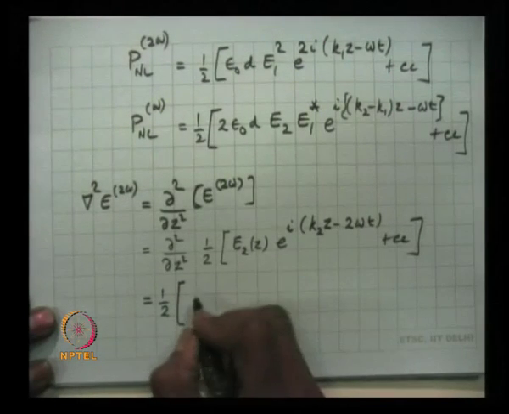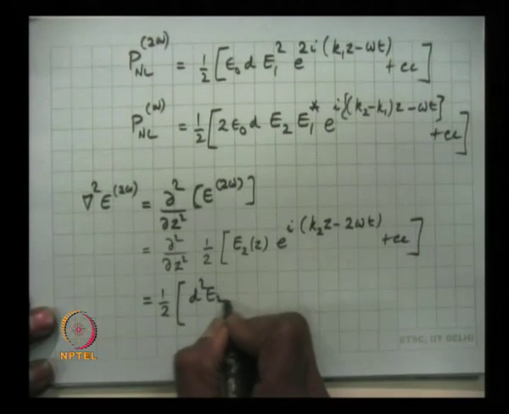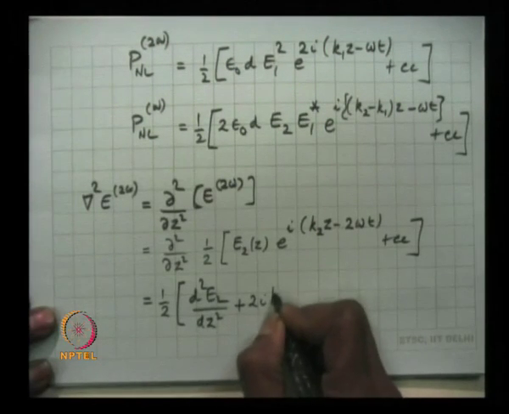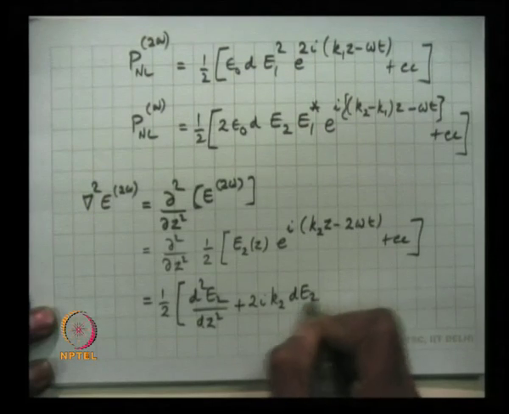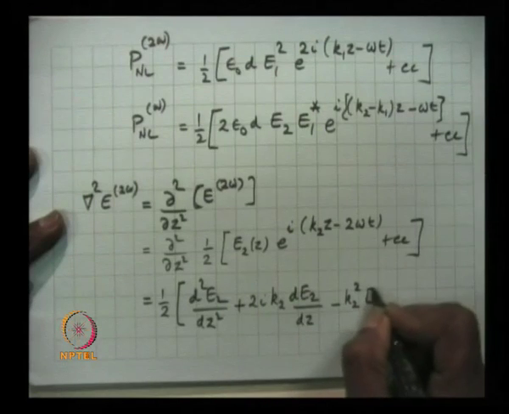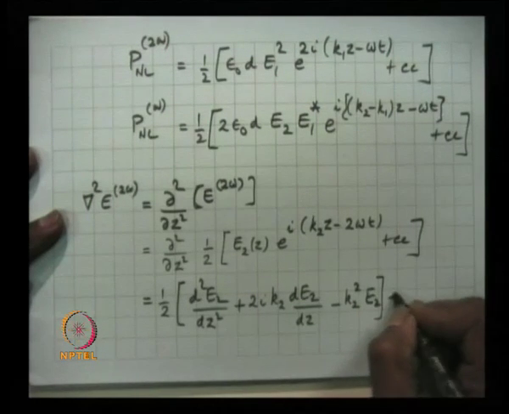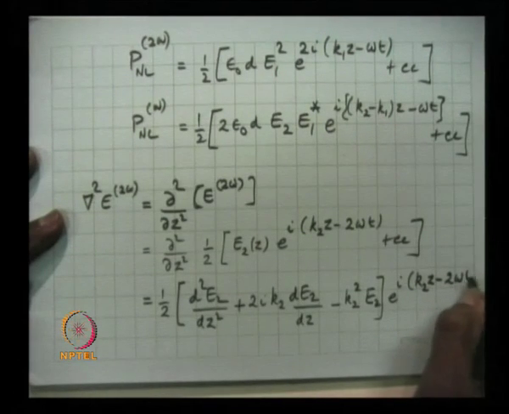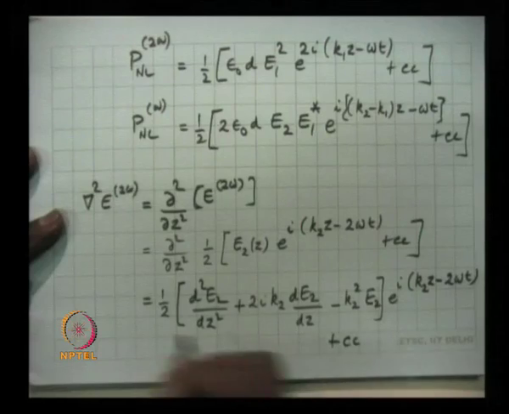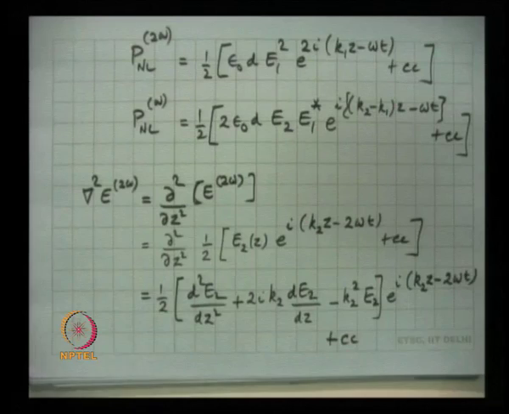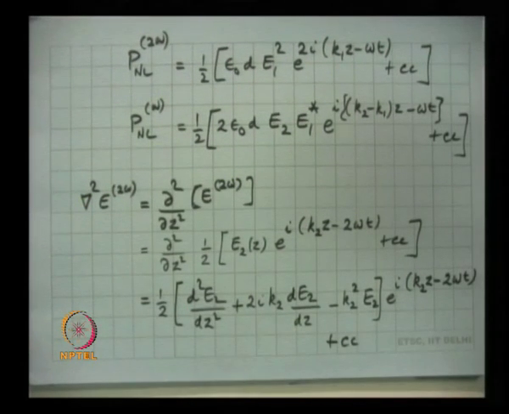So, let me write down the final expression. I will have d square E 2 by d z square plus 2 i k 2 d E 2 by d z minus k 2 square E 2 into e to the power i k 2 z minus 2 omega t plus complex conjugate. It is a second differential of a product of two functions. You can just differentiate that and you get these three terms here.